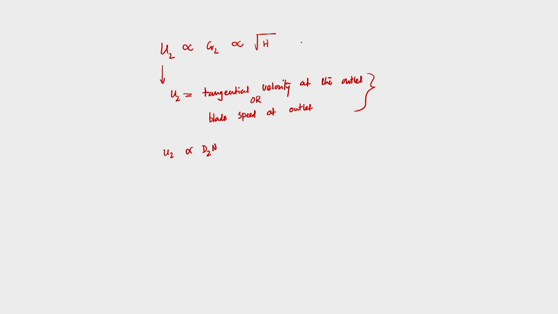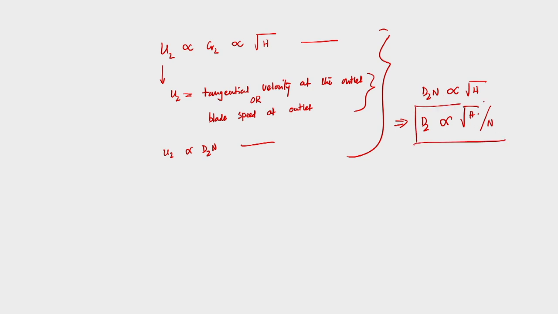So from these two expressions I can write that d2 n varies as root h. Therefore, this is very important: d2, that is diameter of the impeller, varies as root of h divided by n. This is very important.